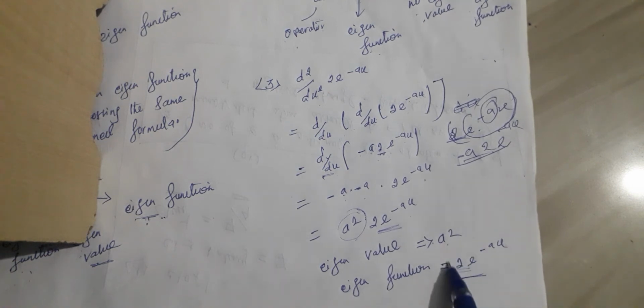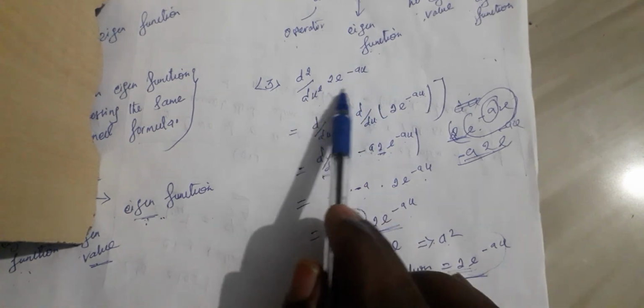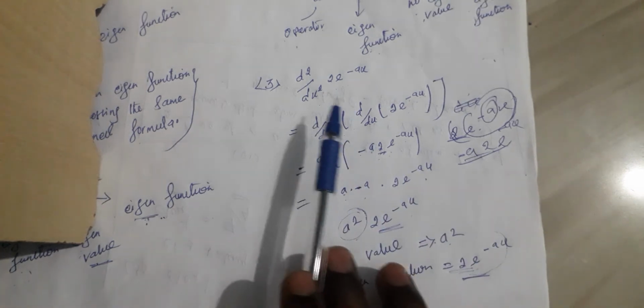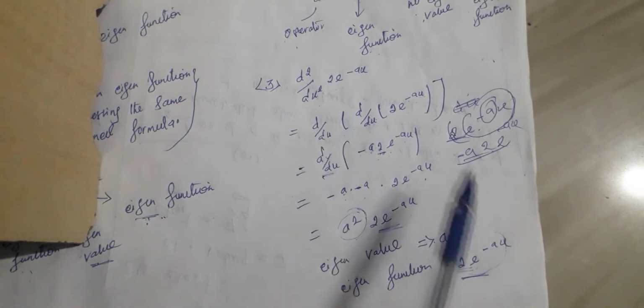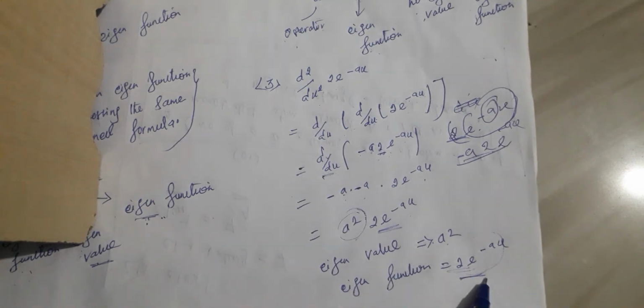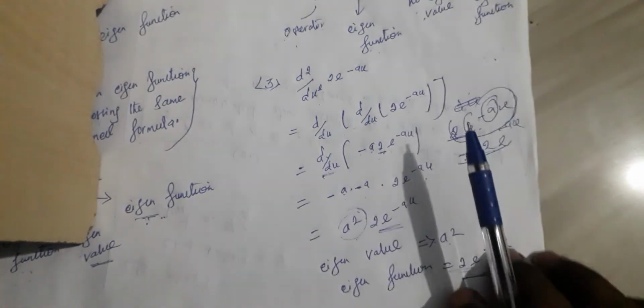You see the eigenfunction 2e power minus ax, here 2e power minus ax. So both eigenfunctions are the same. The question may be asked, is the eigenfunction the same or different? Obviously the answer is the same eigenfunction. And also, is the eigenvalue present or absent? So surely the eigenvalue is present. A square is the eigenvalue. So next example we will see.